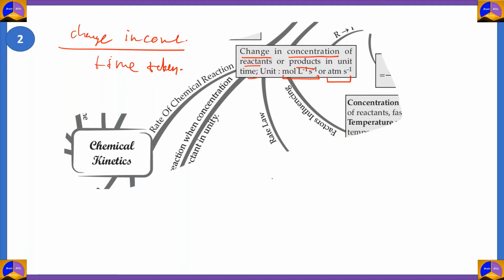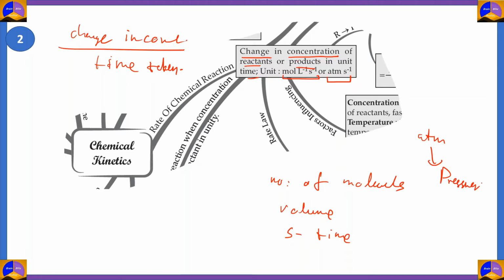So moles refers to number of molecules. Liters is the volume. Seconds is time. And here atmosphere refers to a unit of pressure. And so when the reactions here are in gaseous state, we use atmosphere per second. Otherwise, we use moles per liter per second. And so we find the change in concentration of the reactants or the products, and then we divide it by the time taken to undergo that change.